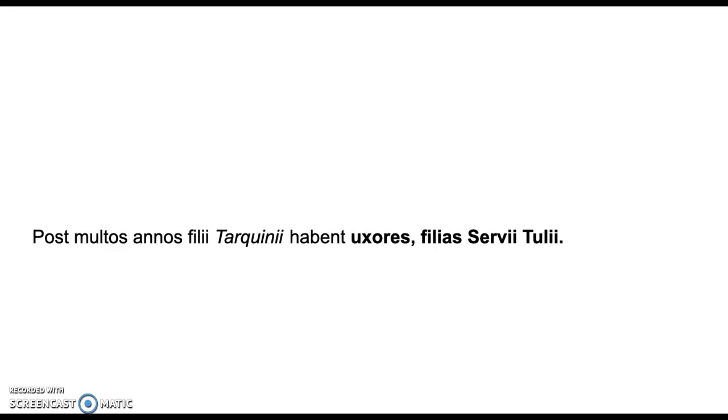Our first sentence: post multos annos filio Tarquini habet uxores filias servi Tulli. We'll notice here that the word Tarquini is in italics, which is letting us know that's that genitive again that we've seen several times in this story already. And then you see the phrase uxores filias Servi Tulli, and that's in bold, and the glossary tells us uxores means wives, the daughters of Servius Tullius. And it gives you a little note about that in the glossary.